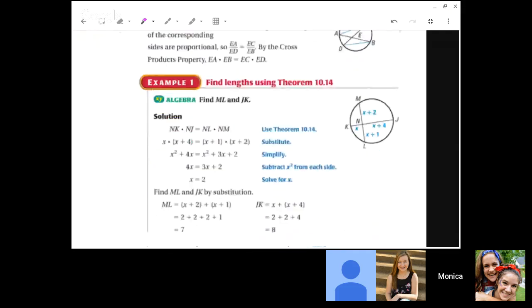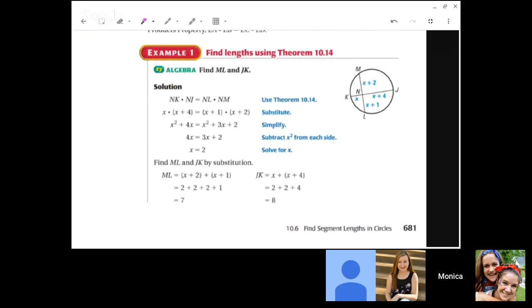So here's an example of that. You have this circle is divided up by these chords, okay? Chord KJ has X and X plus 4 as the segments. So if you take the two parts of them and multiply them together, you have X times X plus 4 that you'll see here, okay? And then the other chord is X plus 2 and X plus 1. So that is what's written here.